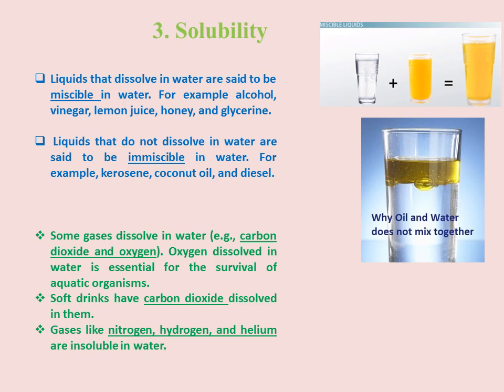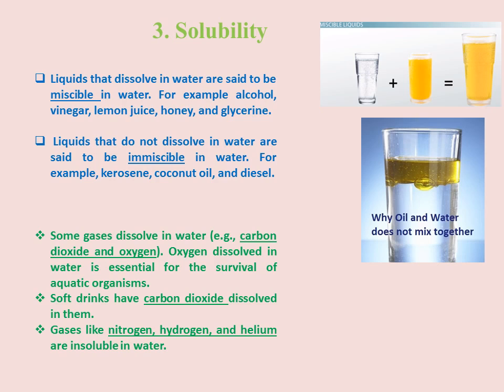Next, we will see some liquids and some gases which are soluble, miscible, insoluble or immiscible in water. Liquids that dissolve in water are said to be miscible in water. Examples are alcohol, vinegar, lemon juice, honey, glycerin. These are all miscible in water. Next, liquids that do not dissolve in water are said to be immiscible. For example, kerosene, coconut oil, diesel, mustard oil. That is why oil and water do not mix together.